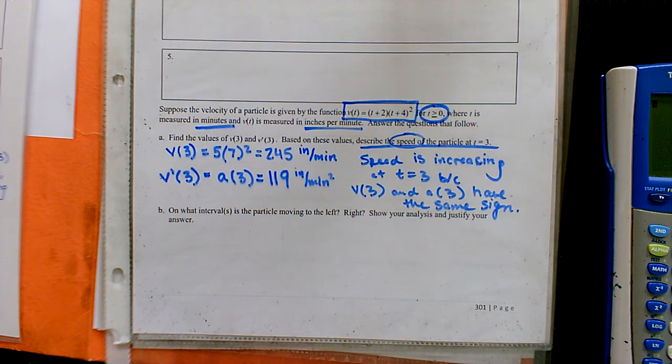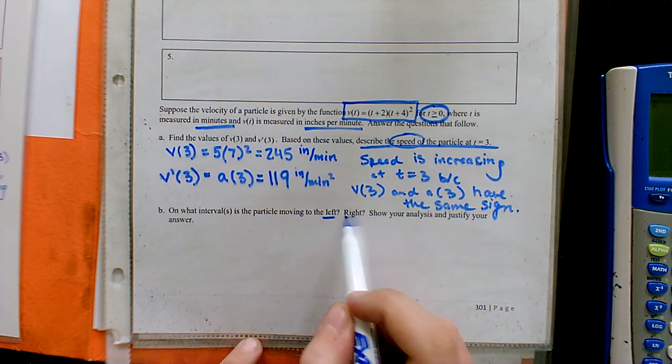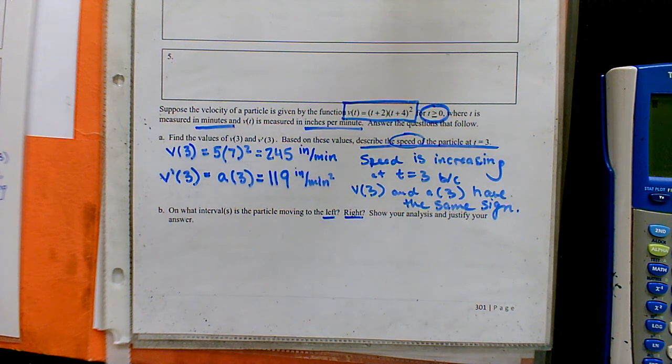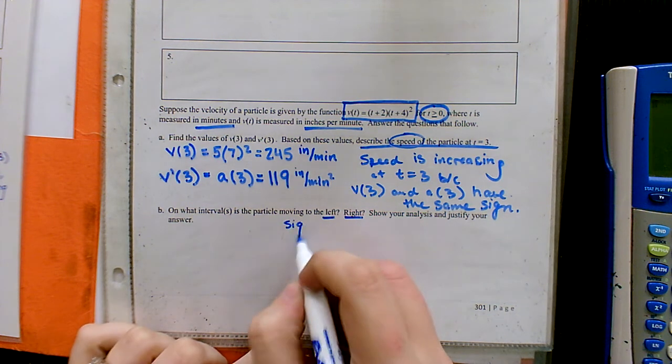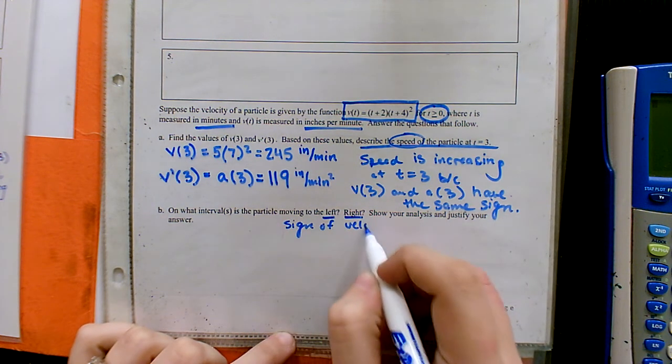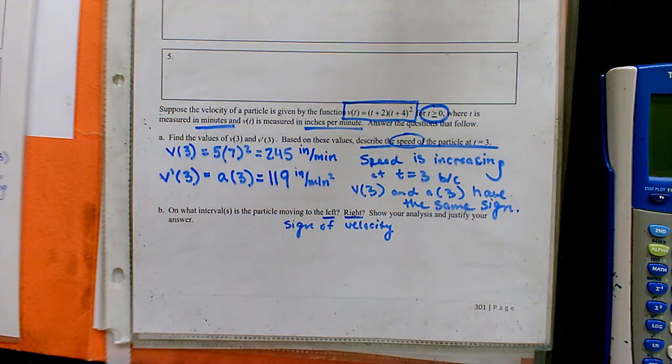All right, part B. On which intervals is the particle moving to the left, to the right? Show your analysis and justify your answer. How can we start to determine in which direction a particle is moving? What do we need to analyze? The sign. The sign of what? Velocity. Sign of velocity.